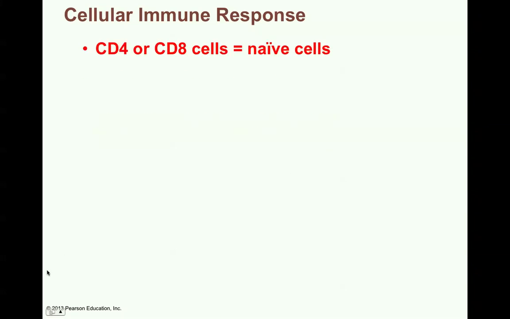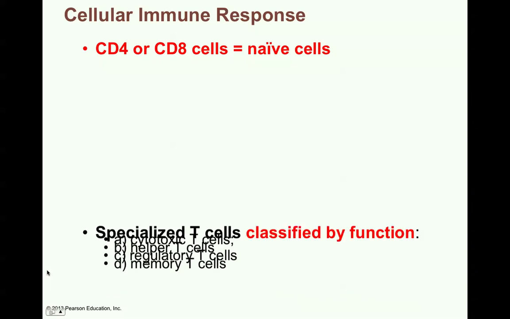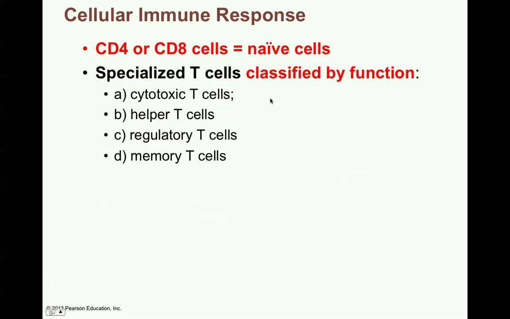CD4 and CD8 cells are naive cells. This is before they've encountered an antigen. And here is the actual classification by function. Once they become specialized, once they are no longer naive, they've encountered an antigen of some type, they will then become cytotoxic or killer T cells, helper T cells, regulatory or suppressor T cells, or memory T cells. So we have all types of these four T cells that will be engaged in fighting the infection.